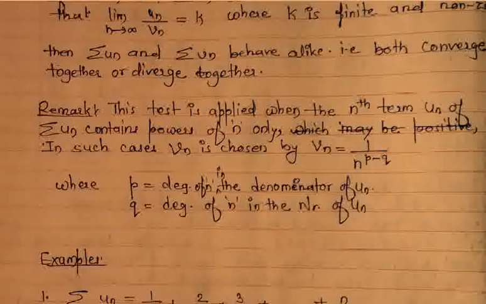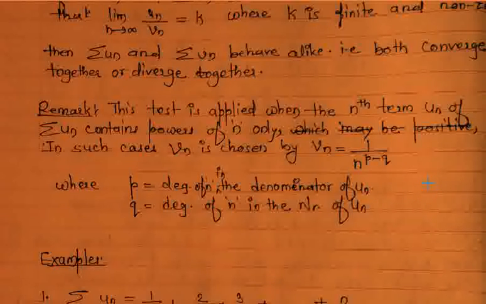So in other words, if you have x to the 5 and x to the 4, the degree of the denominator is 4 and the degree of n in the numerator is 5, so Vn is 1 divided by n to the power of p, which is 4 minus 5, which is minus 1, so it becomes n.